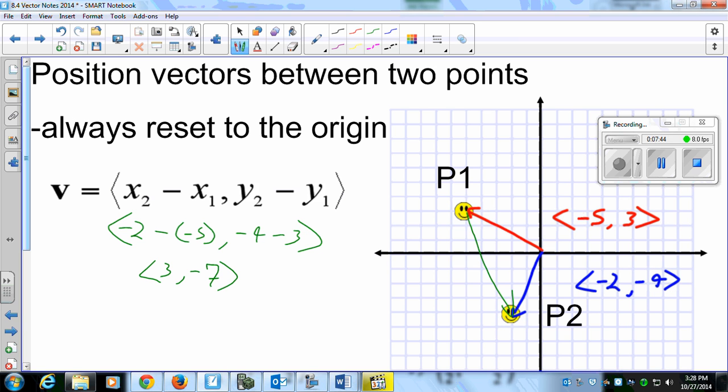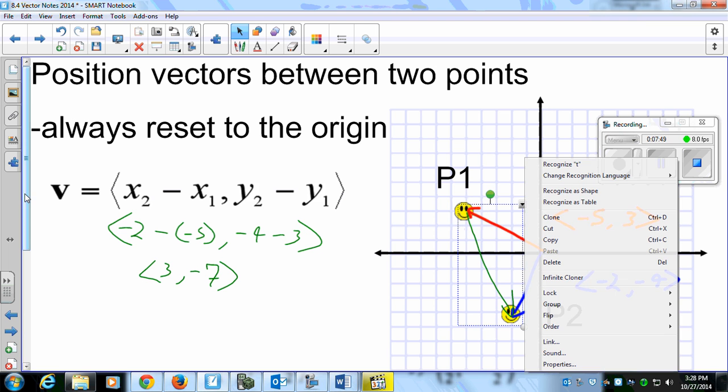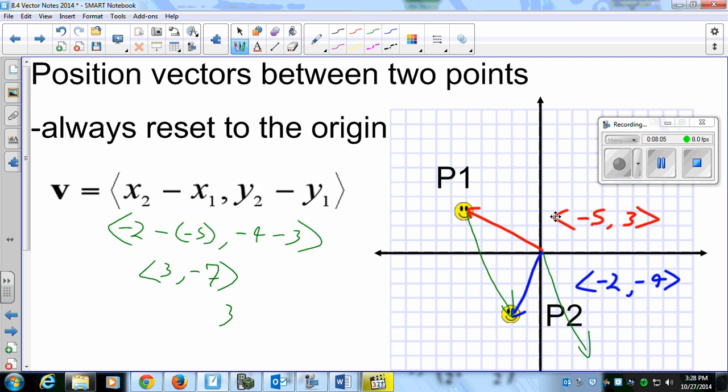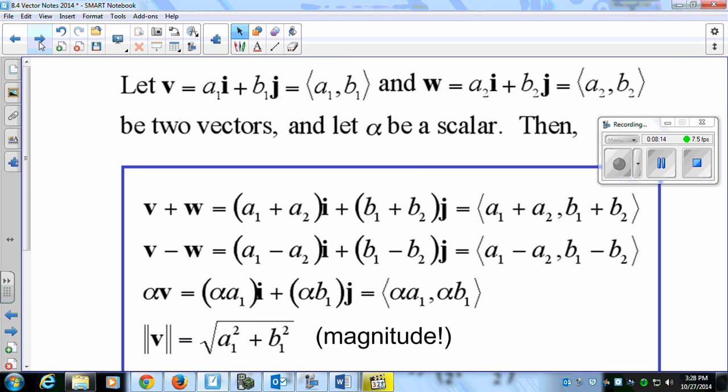So that position vector, when we write it, should be this vector in the green, and when we draw it, it should always be reset to the origin. So we see that is our position vector, how we move from position 1 to position 2. We could also write this as 3i minus 7j, if that would be appropriate.